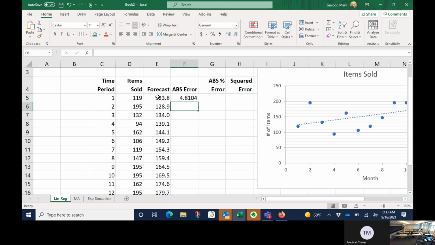Boom. It gives me 4.8104, and I want to reduce that to just 4.8. I don't need all those decimal places. And then I drag it down, and it does all the calculations. Thank you, Excel. I'm lazy. I don't want to do all those things. I want to do it once and then drag it down.